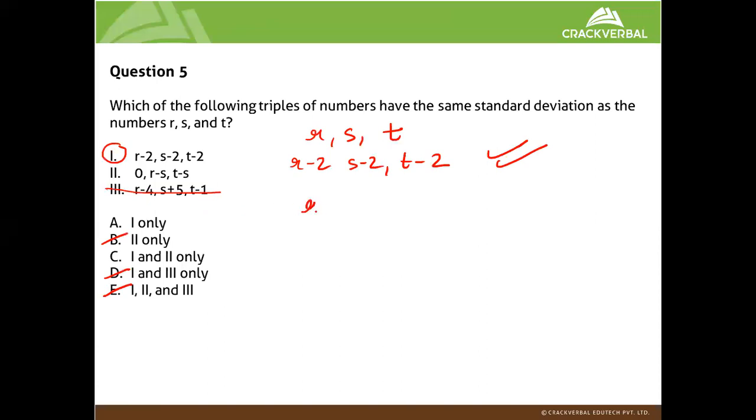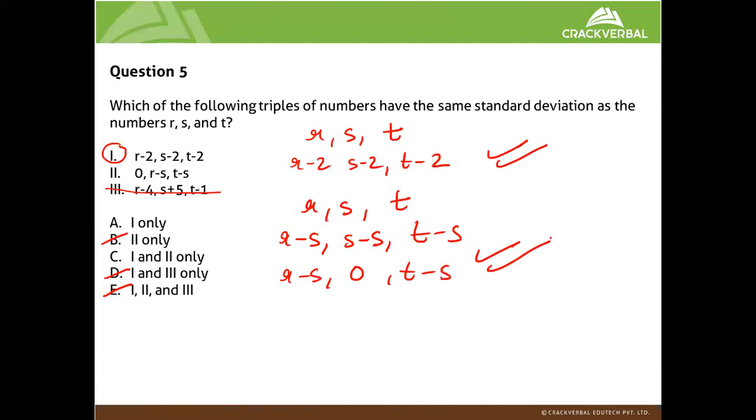Now, even the second one would hold good, right? Because what is happening in the second one is you're just subtracting S from every element of the set: R minus S, S minus S, and T minus S. You're again subtracting a constant from every element of the set, so you're going to get R minus S, 0, and T minus S. The standard deviation is again going to remain the same. So the second also would hold good. So the answer here has to be C, 1 and 2 only.